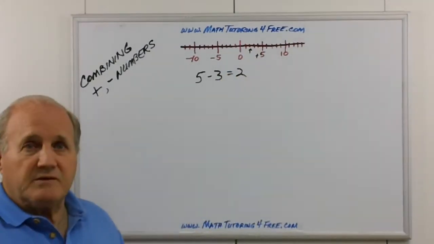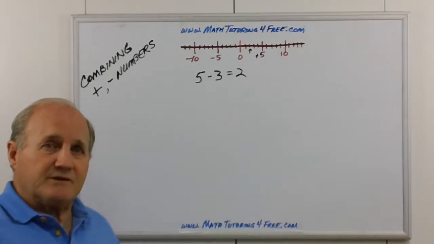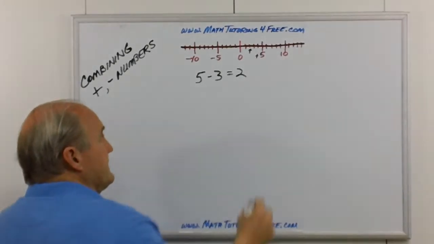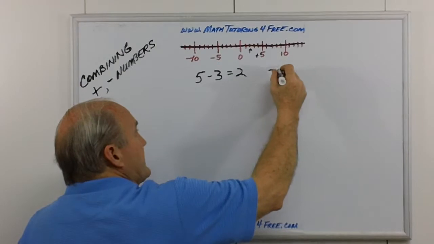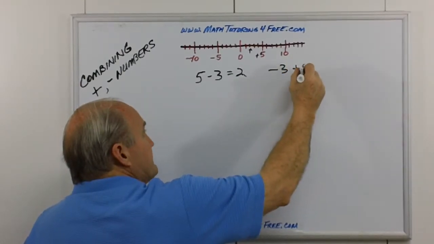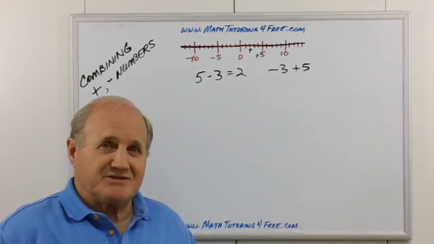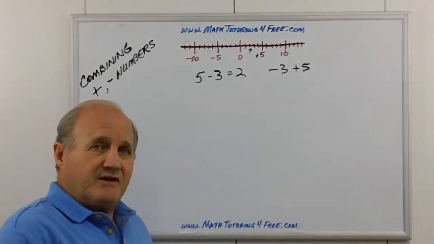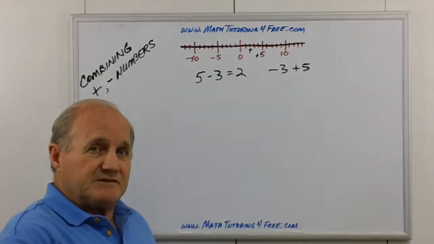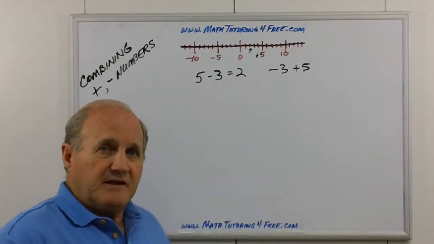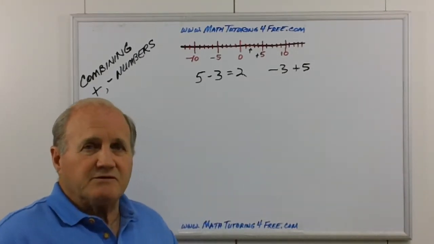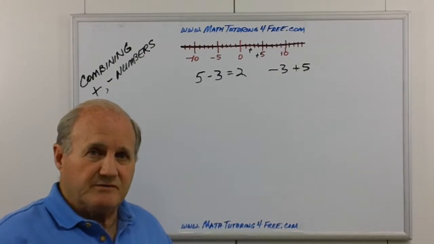Now, the number line will work both ways. If we started with the negative, let's say instead of 5 minus 3, we got a negative 3 and a plus 5. Now that right away is going to confuse some of the kids because they're used to seeing the negatives on the left side, and all of a sudden they're over here and they're saying, wait a minute, that's not the way it should be. Well, it really doesn't matter, and that's the thing I want to get to later.